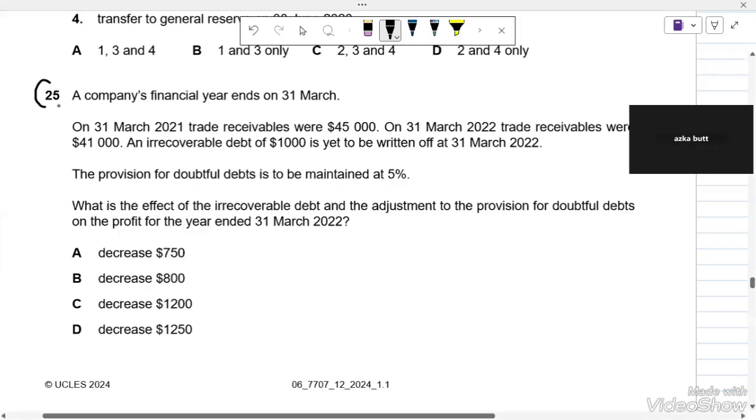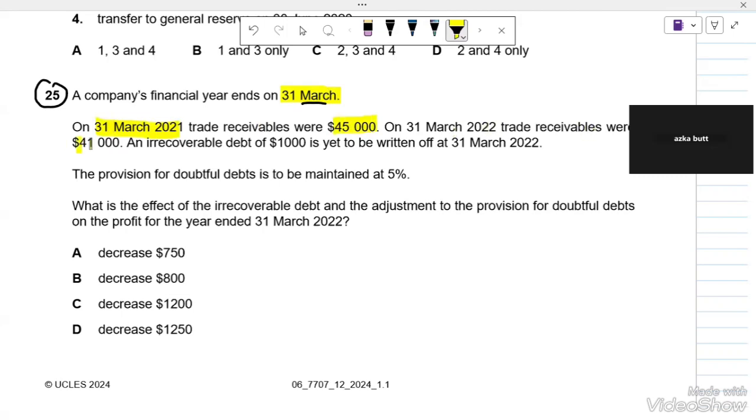Okay. So question number 25. A company's financial year ends on 31st March. On 31st March 2021, trade receivable was $45,000. On 31st March 2022, trade receivable was $41,000. So this is the previous year's trade receivable and this is the current year's trade receivable.